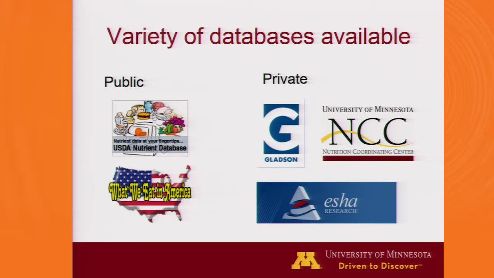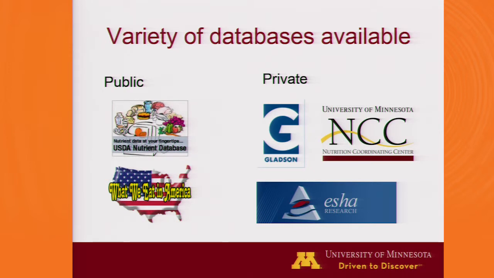Another one is the What We Eat in America study, which utilizes the FNDDS, Food and Nutrient Database for Dietary Studies. That's what FNDDS stands for. And so those are two of the most prominent public databases that are available.